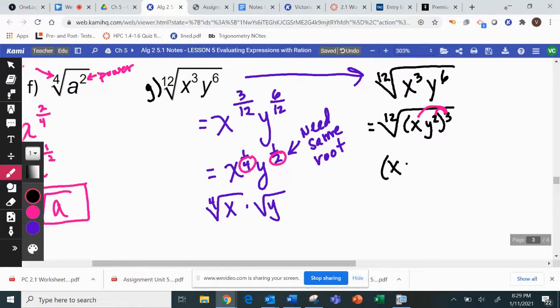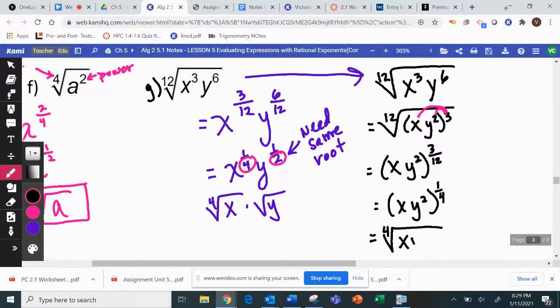And then if I do it that way, I could do x, y squared to the power of 3 over 12, which becomes xy squared to the 1/4. And then we can rewrite all of that as a 4th root of xy squared. So this is the easier way, I think, of doing it. This is not very simplified.